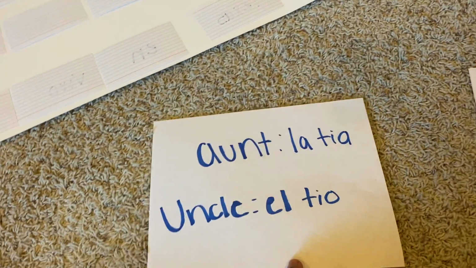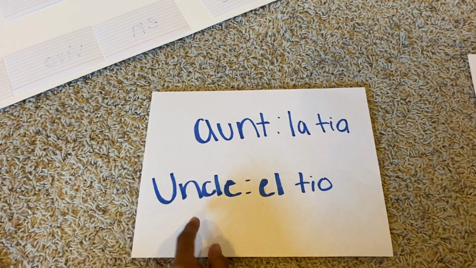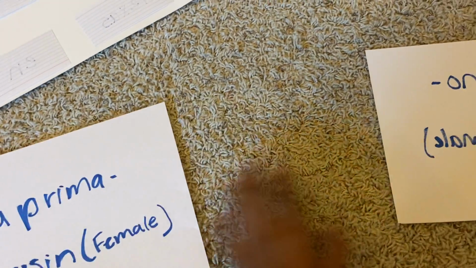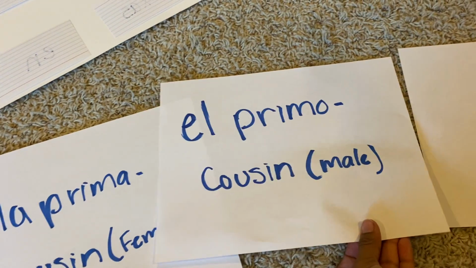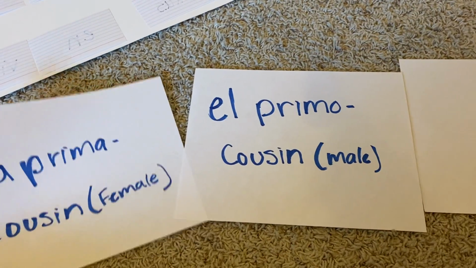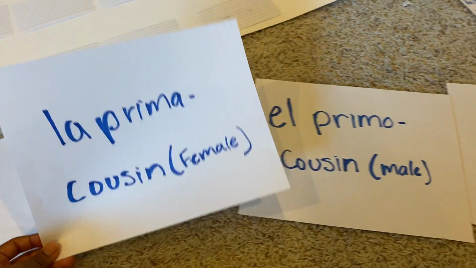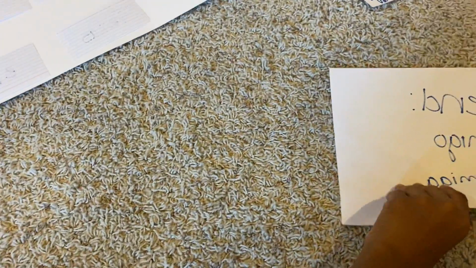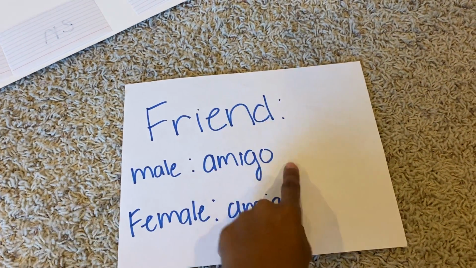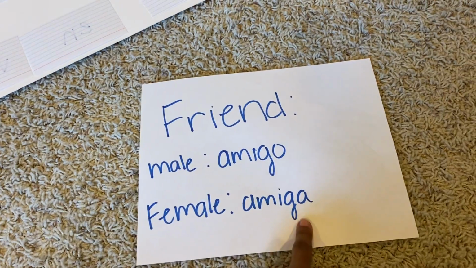Next we have aunt, la tía, uncle, el tío. La prima, female cousin. El primo, male cousin. Female and male. Last but not least, we have friend. Male form, amigo. Female, amiga.